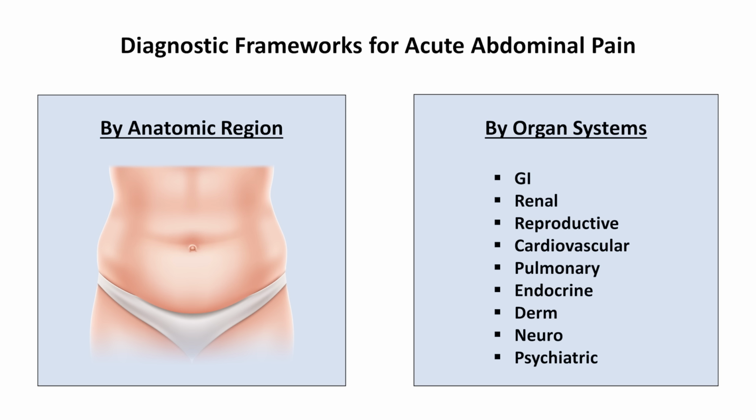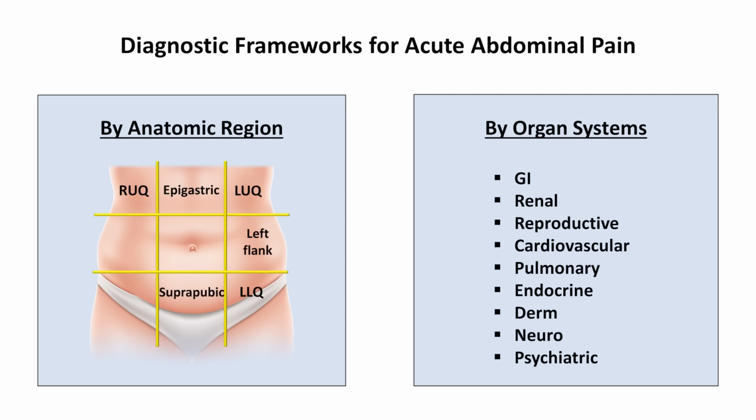However, it's probably even better to divide it into 9 regions: right upper quadrant, epigastric, left upper quadrant, left flank, left lower quadrant, suprapubic, rarely called hypogastric, right lower quadrant, right flank, and periumbilical in the center. Because this 9-region framework is the most common, let's take a closer look at it.